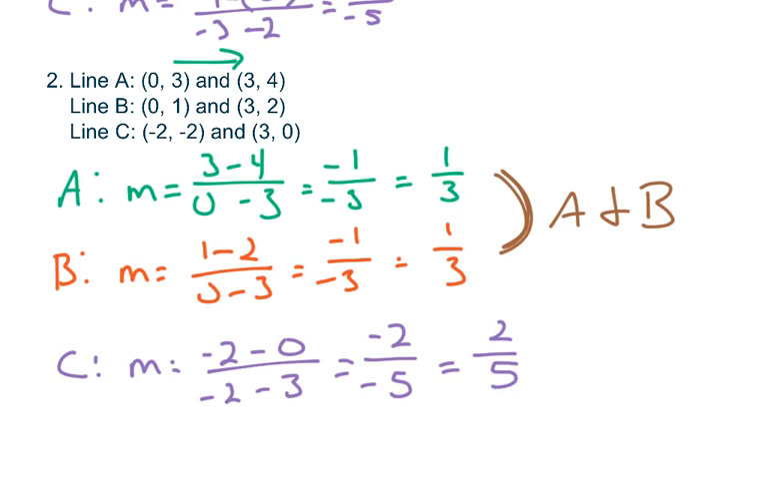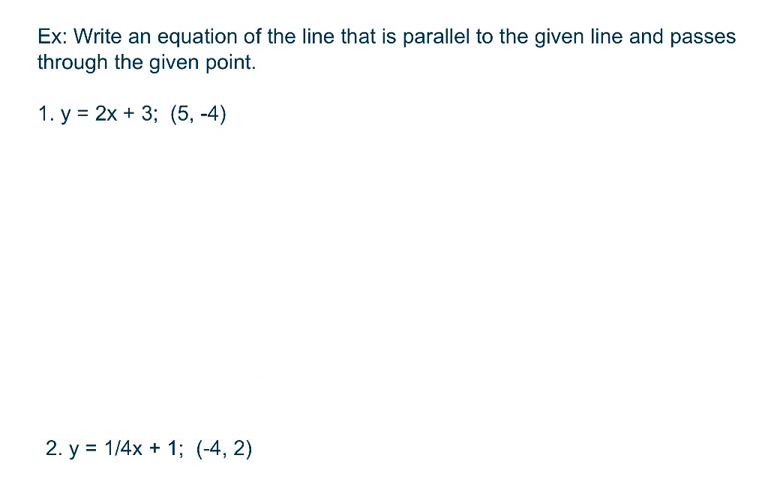That's the biggest point with parallel lines. The slopes have to be the same. So when we're asked to write an equation of a line that is parallel to the given line and passes through the given point, what we need to know really is the slope.